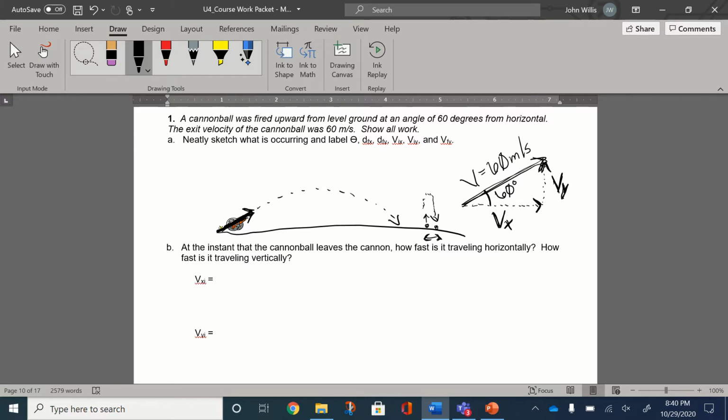So if I'm looking to solve for either of these two components, right, the first step is to resolve our vector, and you'll see that on the front cover page of the unit packets that I gave you guys.